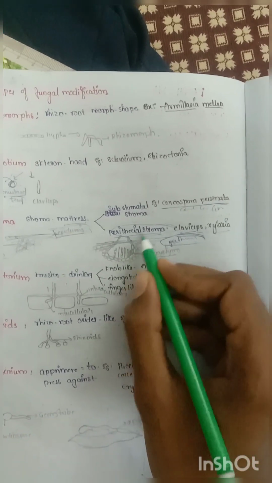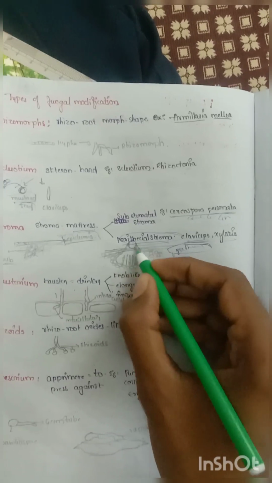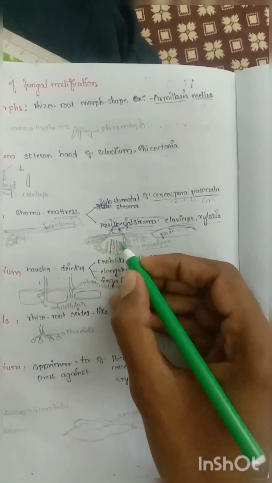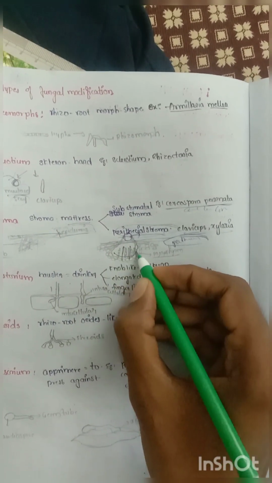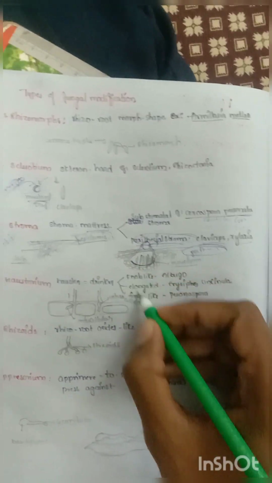In case of the perithecium, it is globose shaped, and it has an ostiole opening, and it has paraphyses, and where the conidia will develop, it is called the peridium.